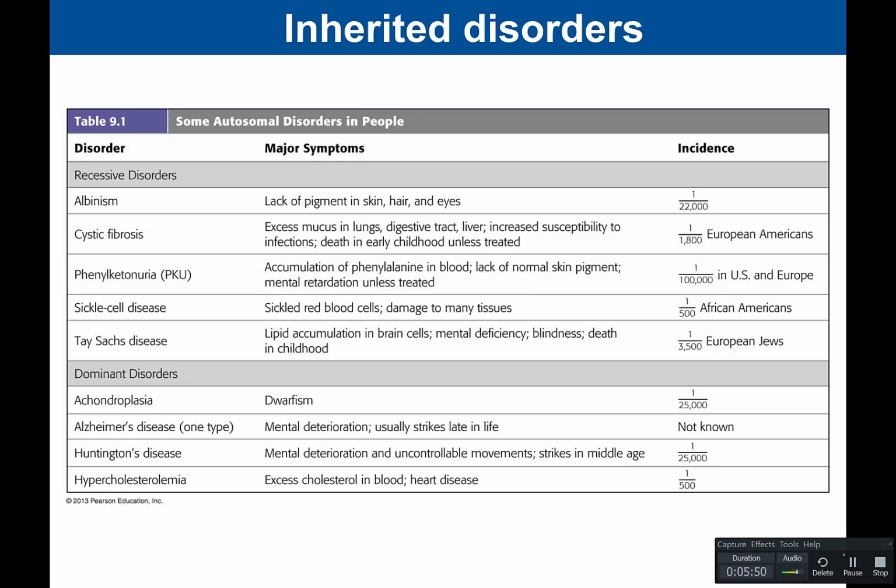So cystic fibrosis, then we have PKU, phenylketonuria. This is going to lead to an accumulation of phenylalanine in the blood, lack of normal skin pigment. So people who have this are typically more fair-skinned because the phenylalanine is used in the production of melanin. Mental retardation unless treated. So again, you would just treat this by managing with a low protein diet. As long as it's managed with a low diet, no brain damage occurs. It's when protein levels get too high that it becomes a problem.